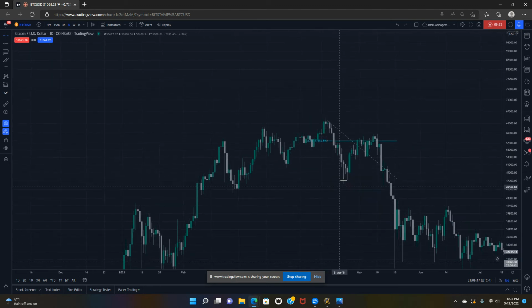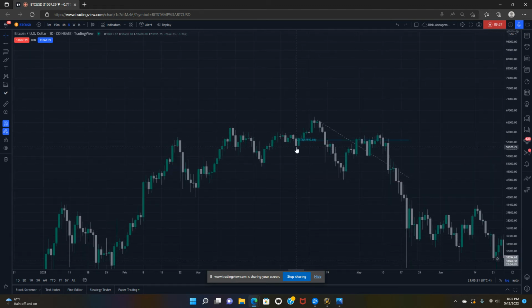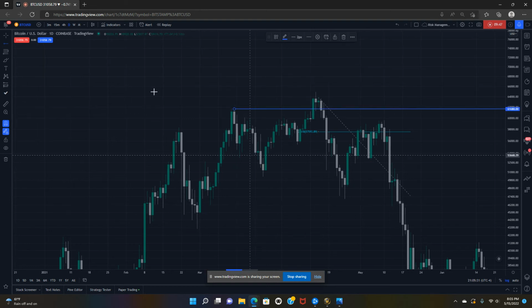Now, people may have different opinions of where the market structure broke. You could argue that it broke here. I would actually argue that it didn't break until you broke this level here, and here's my reasoning for that, because you have this liquid range. So you just follow the liquidity, right?